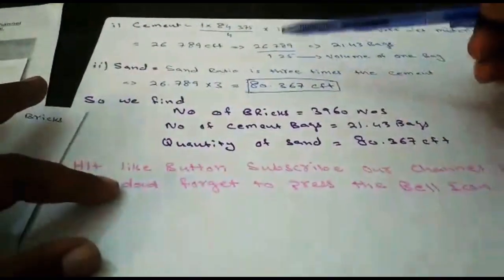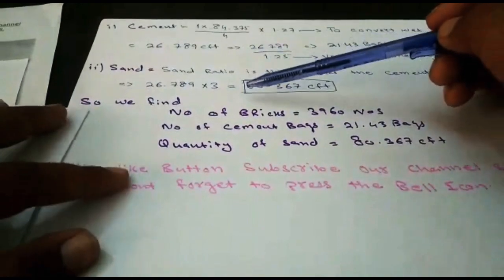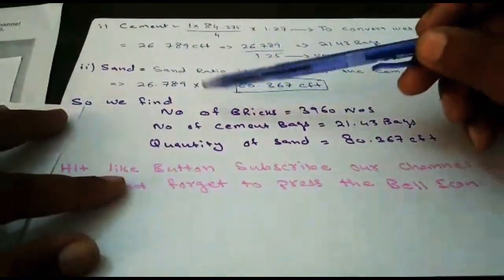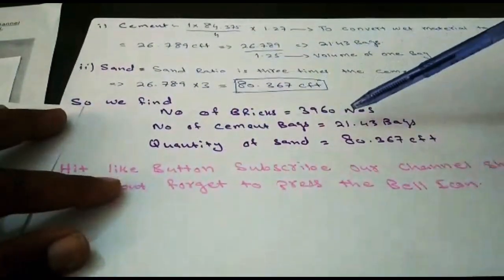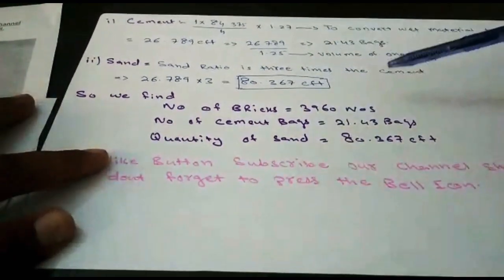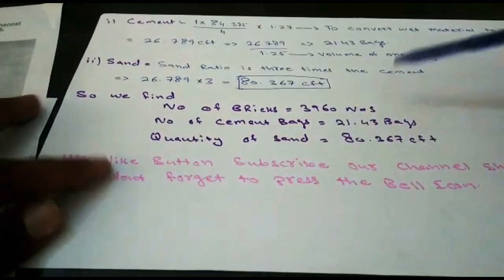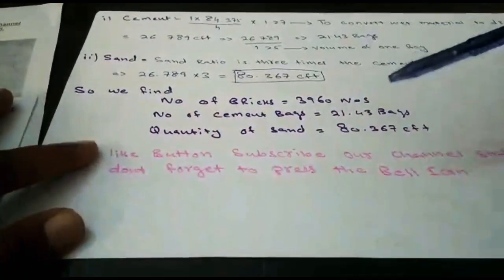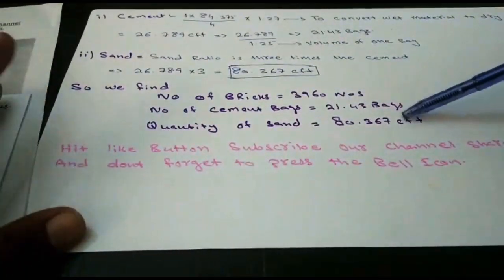So in this lecture, what have we learned? We have learned how to find number of bricks. Number of bricks is 3,960 numbers. Number of cement bags is 21.43 bags, and quantity of sand is 80.367 CFT.